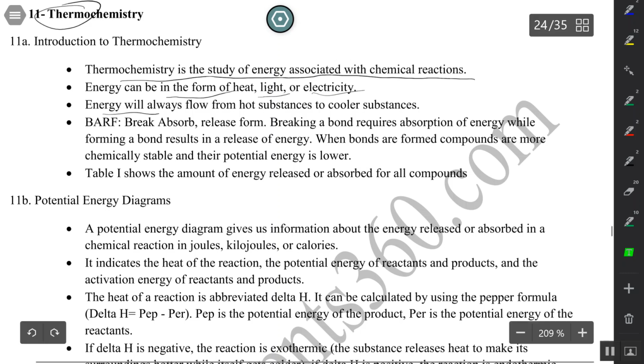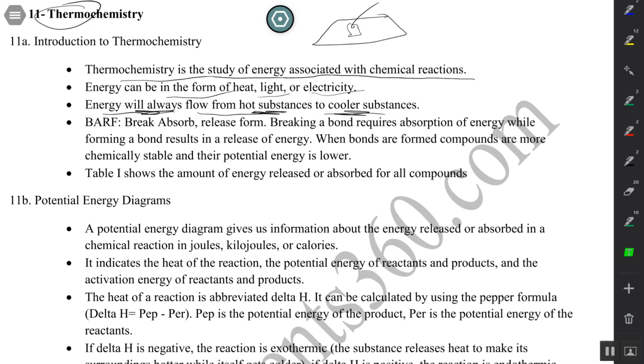Energy will always flow from hot substances to cooler substances. So if you have a hot pizza over here and you put your soda on top of the hot pizza, eventually your soda will be very warm, and your pizza will get a little colder.